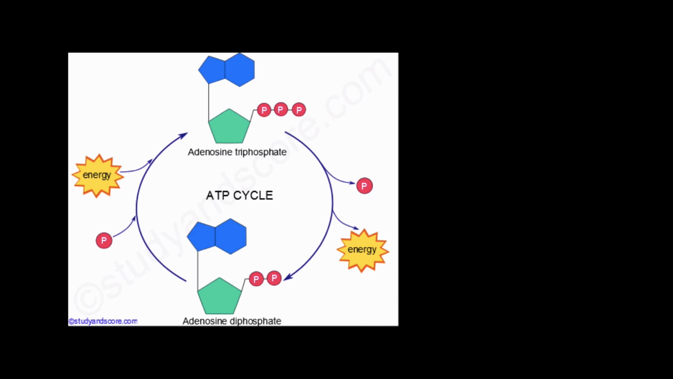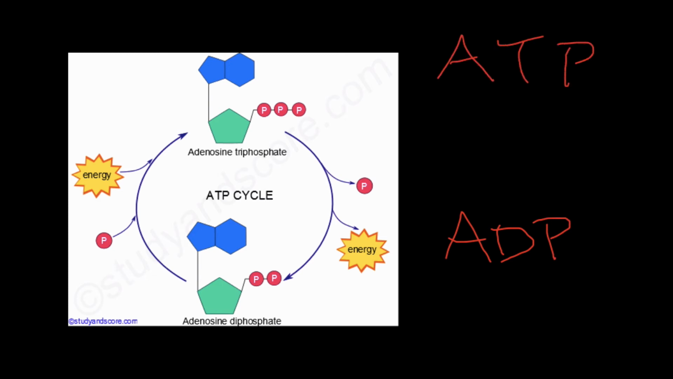Now, this is a review. I know we've talked about this before. This is called the ATP cycle. And in this picture, you can see how ATP can be changed into ADP. So down here at the bottom, this is ADP. Okay? So when you change ATP up here at the top into ADP, you take energy out.